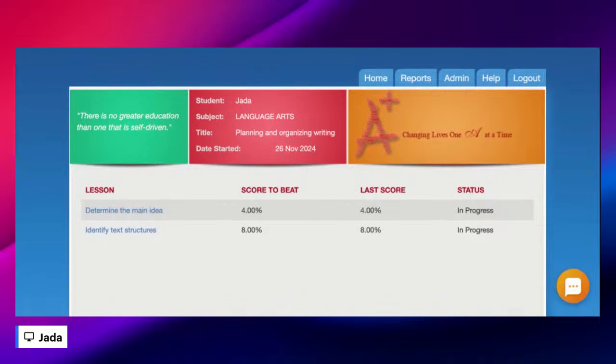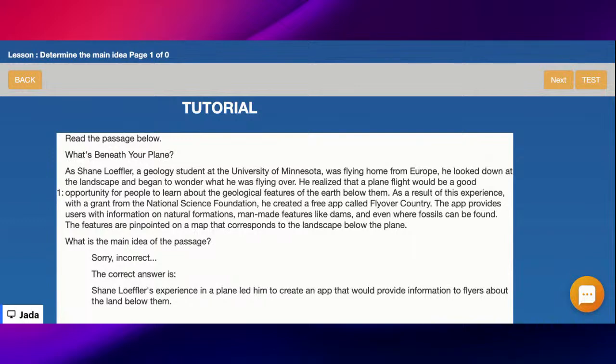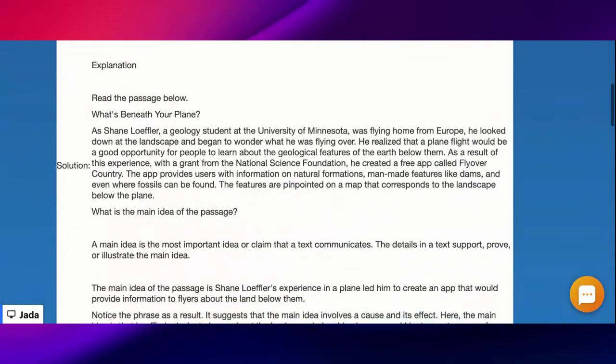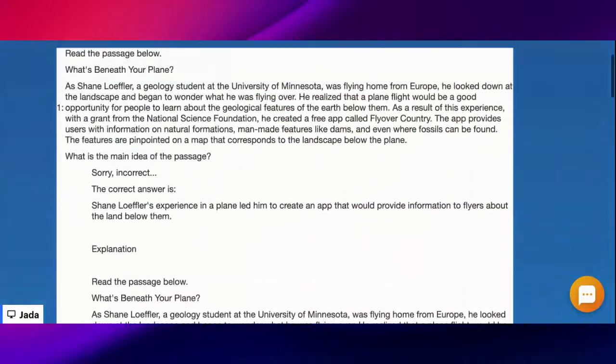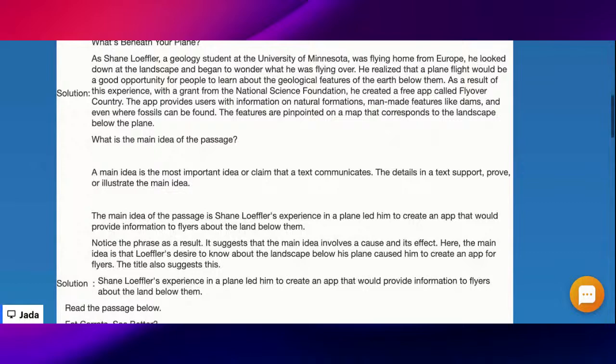So we have two lessons that we will complete. First is to determine the main idea. First of all, we need to note what the main idea of the passage is, because in this lesson we will have to determine the main ideas. A main idea is the most important idea or claim that a text communicates. The details in a text support, prove, or illustrate the main idea.